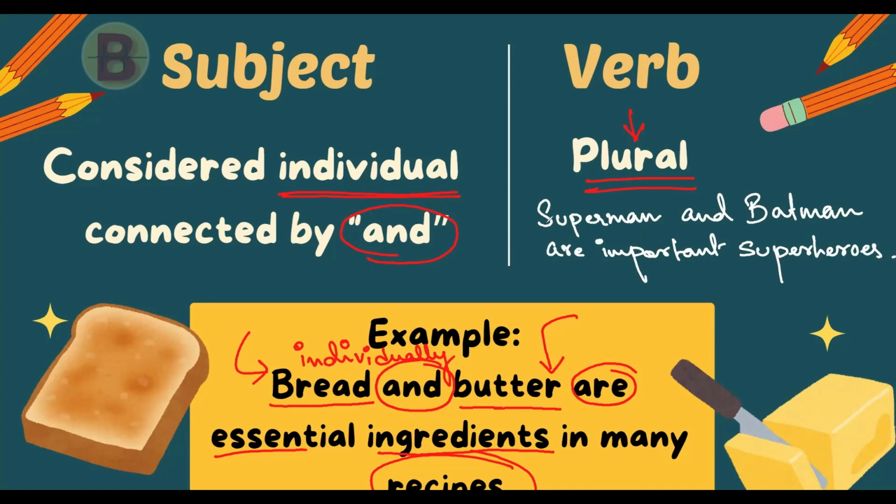So over here, I'm talking about one person, Superman. I'm talking about one other person, other superhero, who is Batman. They're connected by and. But I'm talking about them individually. That means what? He is also considered a superhero, important superhero. Batman is also considered an important superhero. And because they are considered individually as important superheroes, we are using a plural verb. So this is plural verb. Simple. So whenever we are talking about something or the subject as individuals, we are going to use plural verb.